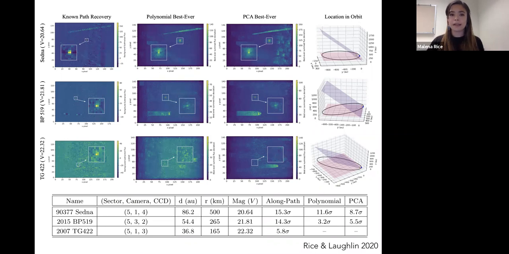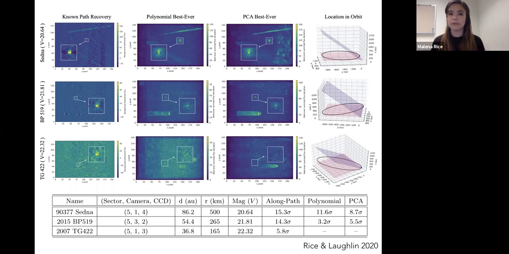But in the second and the third columns here, the recoveries actually incorporate no prior knowledge of the object's orbits. So here we're shifting and stacking along all possible orbital paths, assuming linear paths that are dominated by the Earth's motion between 35 and 800 AU. And we end up having nice signals of Sedna and BP519.